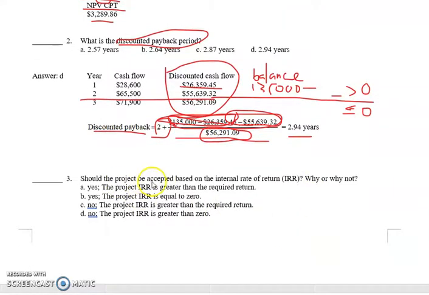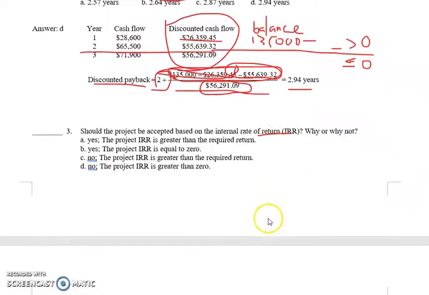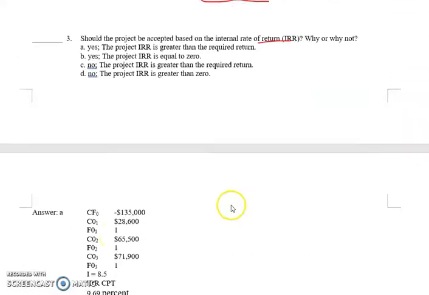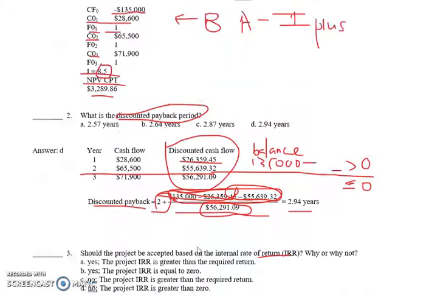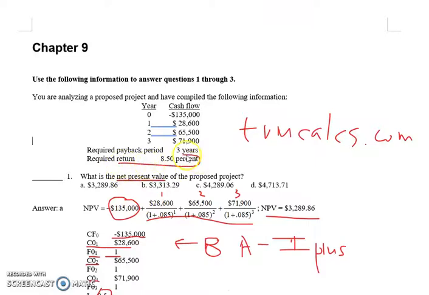Question 3, should the project be accepted based on the IRR? So you need to calculate IRR based on the cash flow. Since we know the BA II Plus calculator, for IRR we have to use a financial calculator, otherwise we cannot get the answer. So here is the example. You enter CF0, C01, C02, C03, plug in all the numbers, and then I, interest rate 8.5, you calculate IRR, 9.69%.